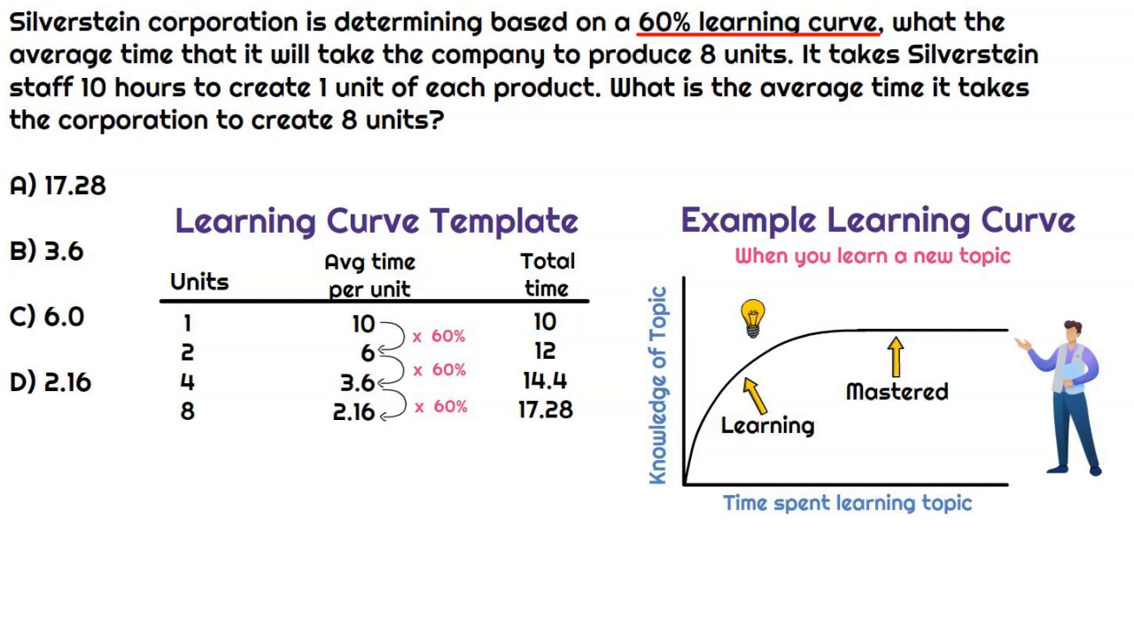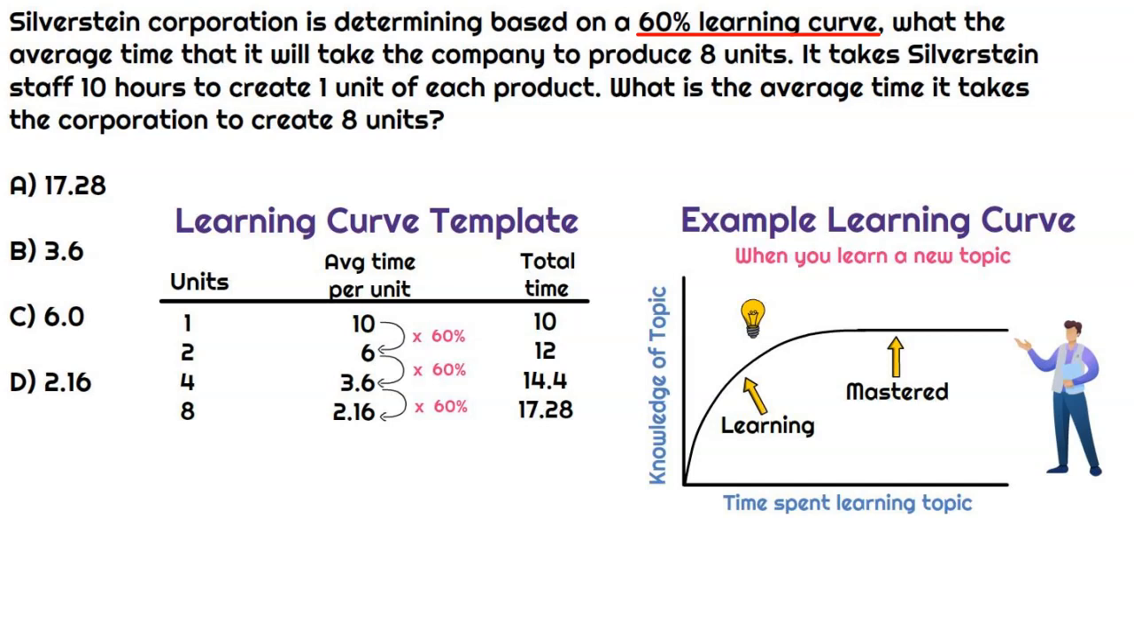Now we're going to double it again, another 60% learning curve. So 6 hours times 60%, that's 3.6 hours per unit. Now we're making 4 units. That gets us up to a total time of 14 hours and 0.4 hours.